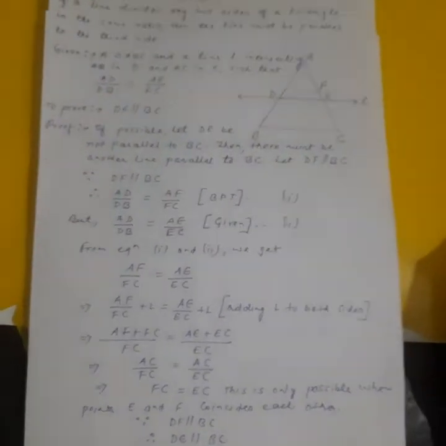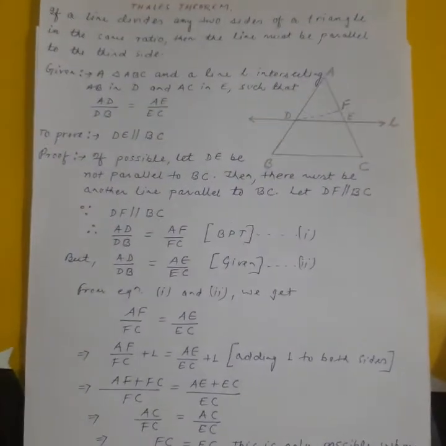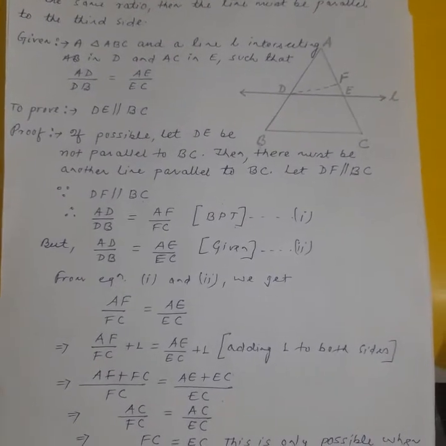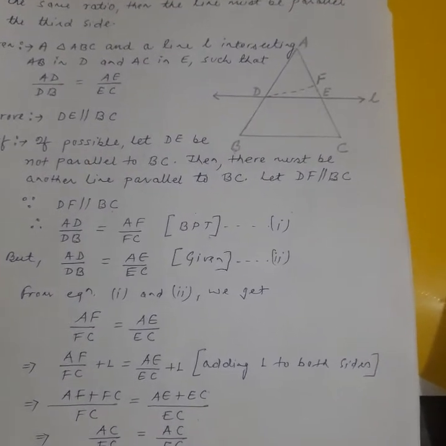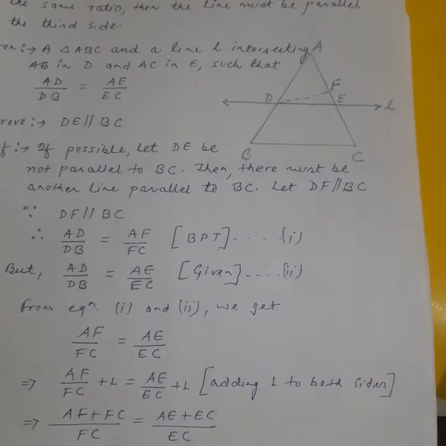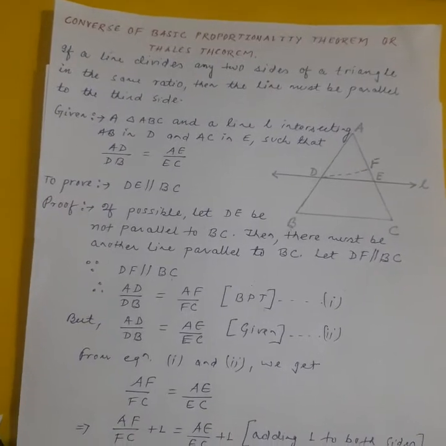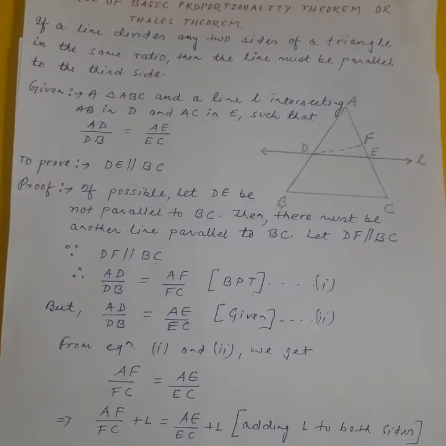So finally we can say that if we have a line drawn in such a way that the ratio of the two sides are equal, then the line must be parallel to the third side. This is the converse of the basic proportionality theorem.